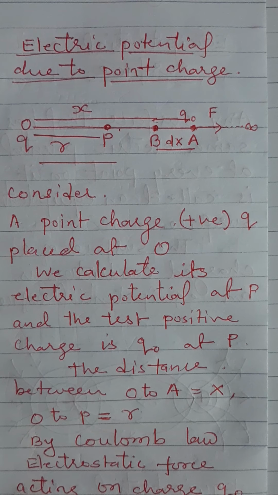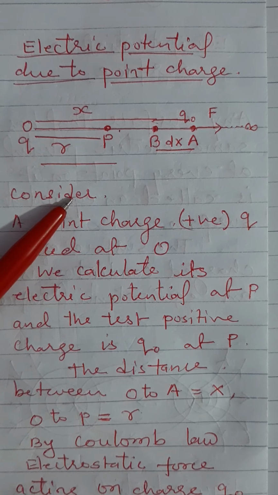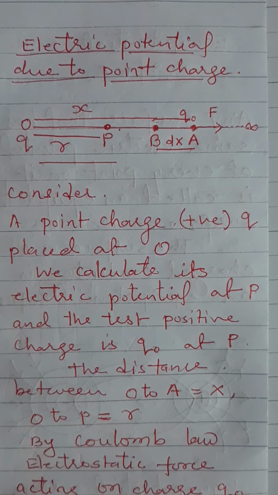Now our next topic is electric potential due to a point charge. For this, first we consider a point positive charge Q placed at O. We calculate its electric potential at point P, and the test charge is Q naught at point P. For this, first we consider a very small distance, small dx. Here the distance from O to A is x and O to P is r.